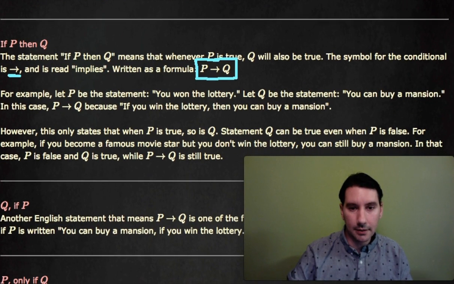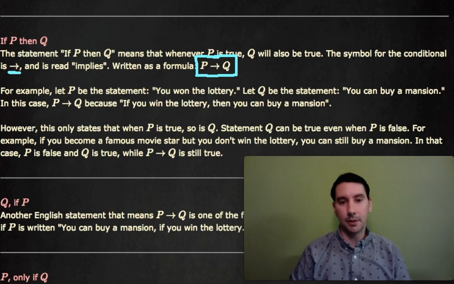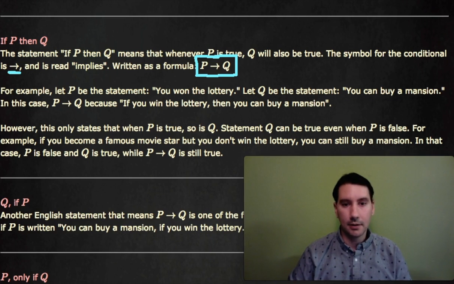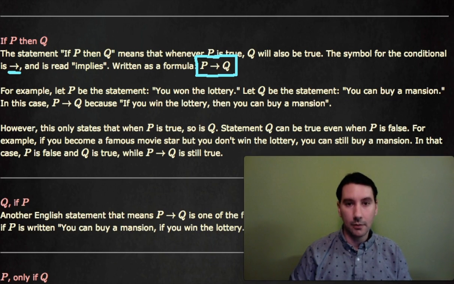So, as an example that you could probably relate to, we'll let P be the statement, you won the lottery, and Q be the statement, you could buy a mansion. I'm not saying that you can relate to the fact that you've won the lottery, but you can imagine the following. P implies Q. That means if you won the lottery, then you can buy a mansion.